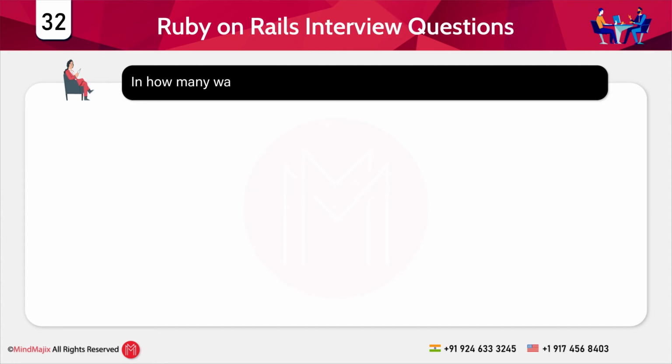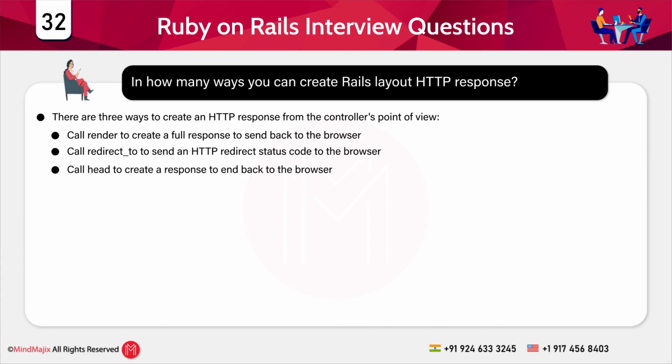In how many ways can you create the Rails layout HTTP response? There are three ways to create an HTTP response from the controller's point of view. Call render to create a full response to send back to the browser. Call redirect_to to send an HTTP redirect status code to the browser. And call head to create a header-only response to send back to the browser.